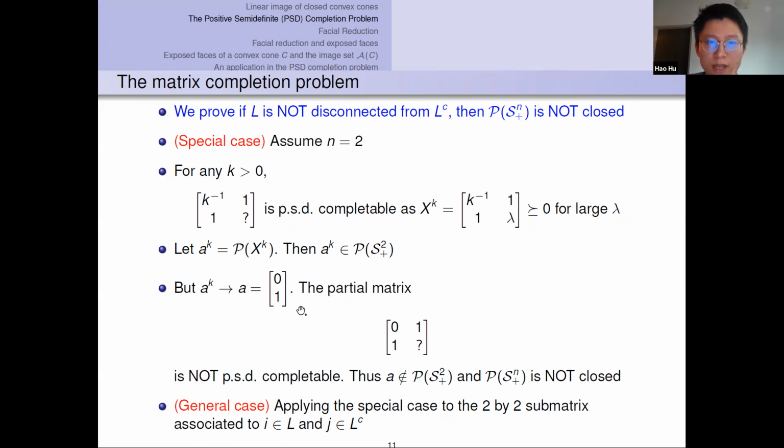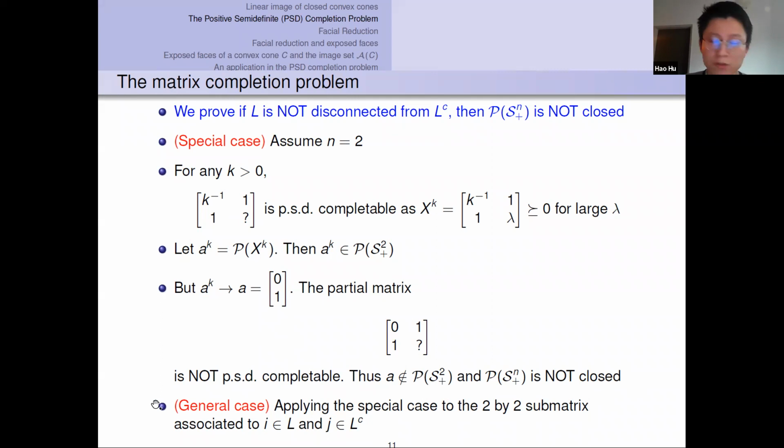But the limit A is a partial matrix 0, 1, 1 here, and this matrix is not PSD completable, because if you have a 0 in the diagonal, then to be positive semi-definite, the corresponding row and column have to be 0 as well. That means we have constructed a sequence A_k in the set, but it has a limit which is not in the set. And this shows that the set is actually not closed.